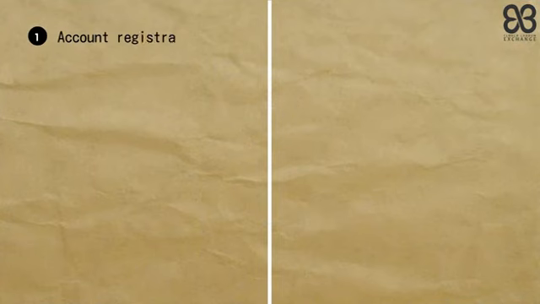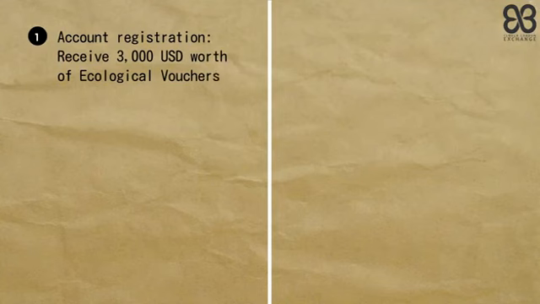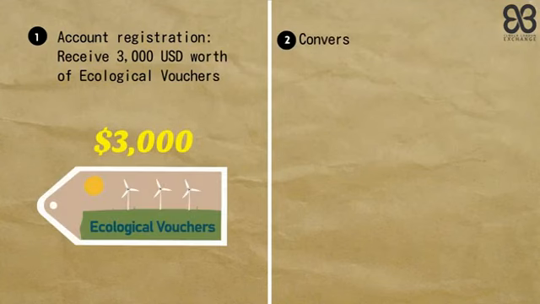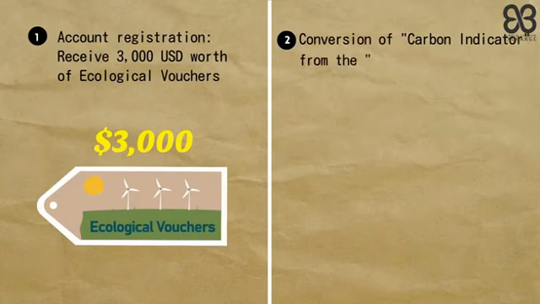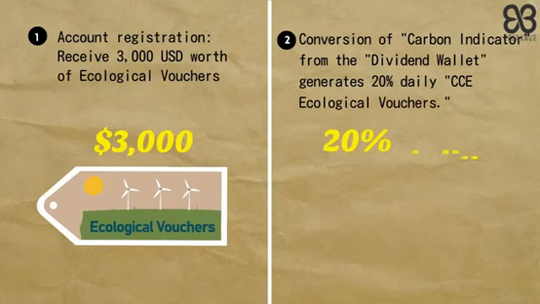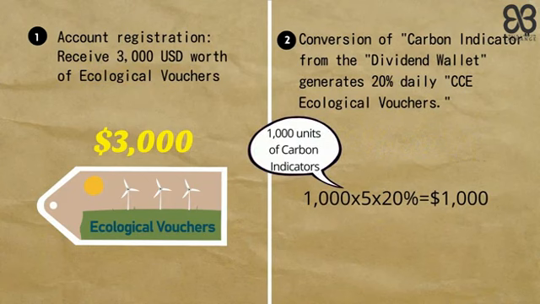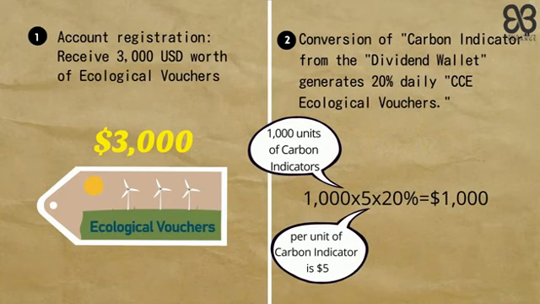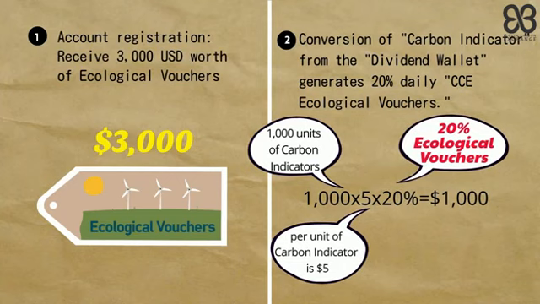1. Account registration. Receive 3,000 USD worth of ecological vouchers. 2. Conversion of carbon indicator from the dividend wallet generates 20% daily CCE ecological vouchers. For example, if you have 1,000 units of carbon indicators and the price per unit of carbon indicator is $5 today, then you will receive $1,000 worth of CCE ecological vouchers today, calculated as 1,000 multiplied by 5 multiplied by 20%.